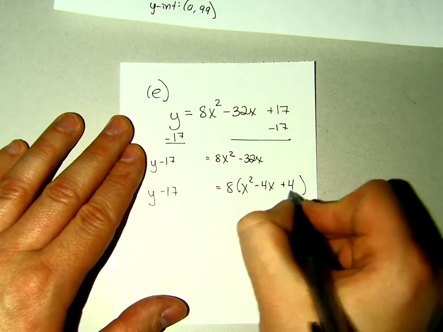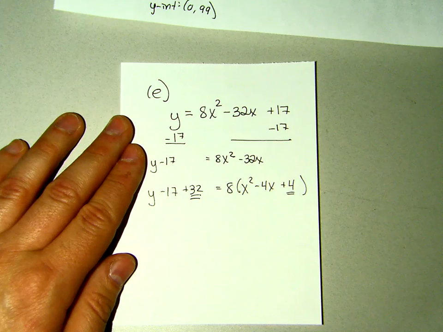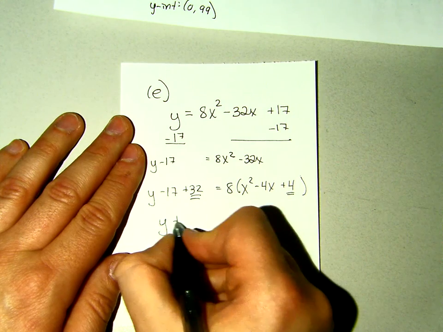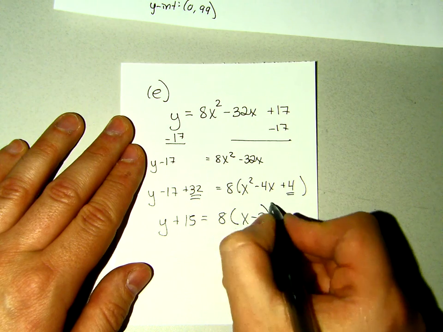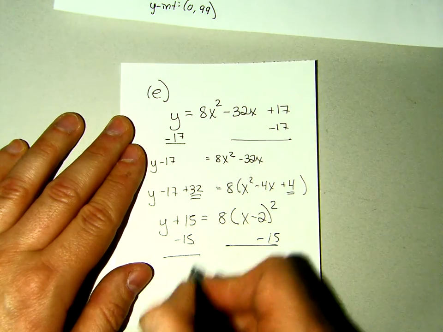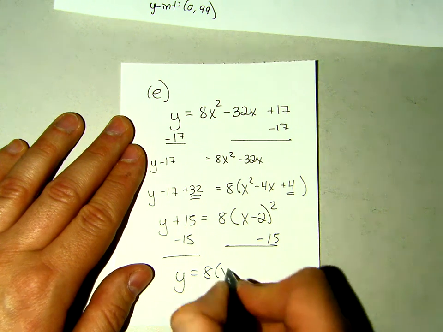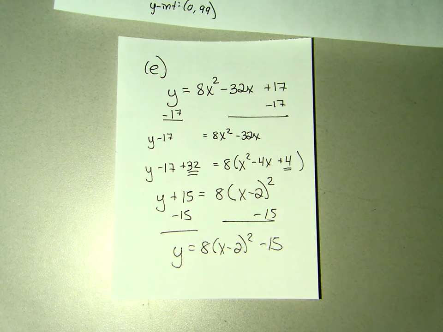So I'm adding 4 inside my parentheses. And I'm adding 32 on the other side. I'm getting y plus 15 equals 8 times x minus 2 squared. Minus 15, minus 15, y equals 8 times x minus 2 squared minus 15. Should be how this ends.